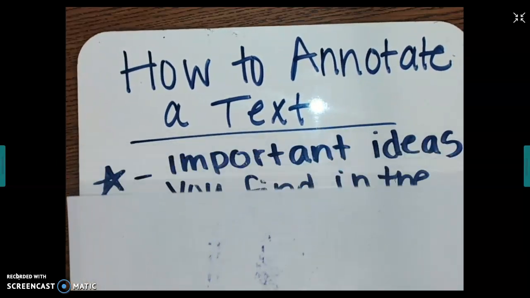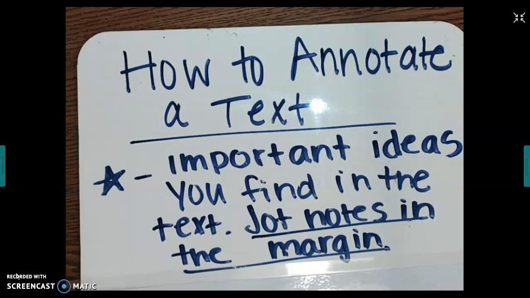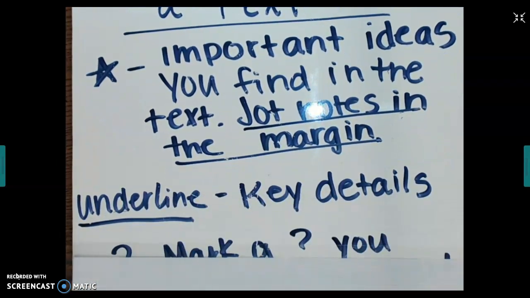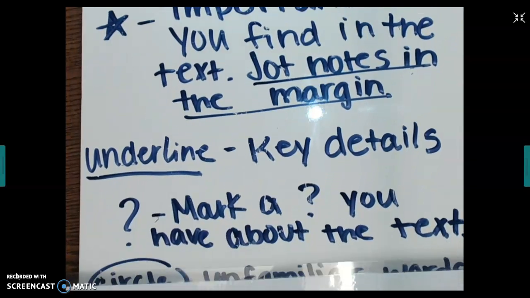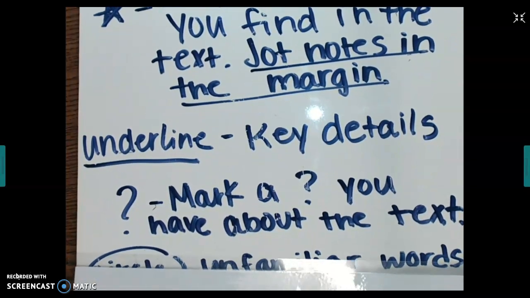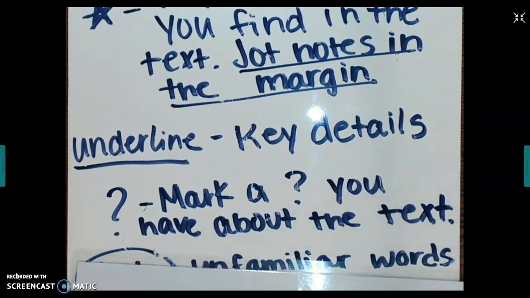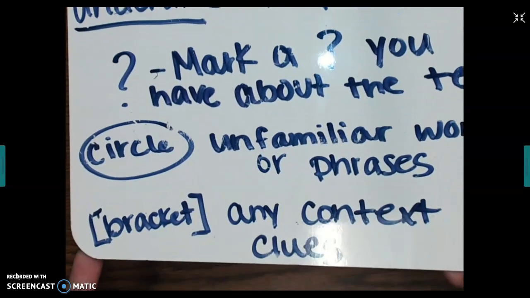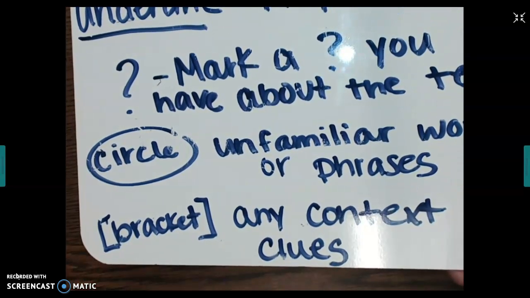So for example, I want to star an important idea that I find in the text. I also might want to jot some notes in the margin if I'm allowed to. If you can't, that's where we would use sticky notes, and we'll talk more about that in a minute. So I'm going to star important ideas. I'm going to underline some key details. I can put a question mark where I have a question about the text, or I can circle unfamiliar words or phrases. Lastly, I would bracket any context clues.